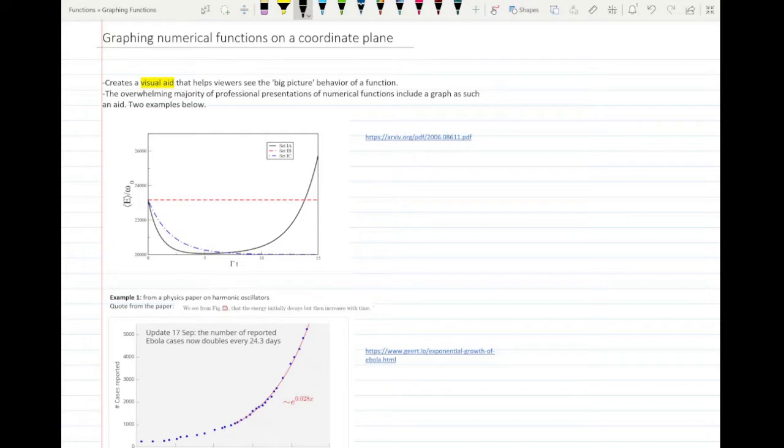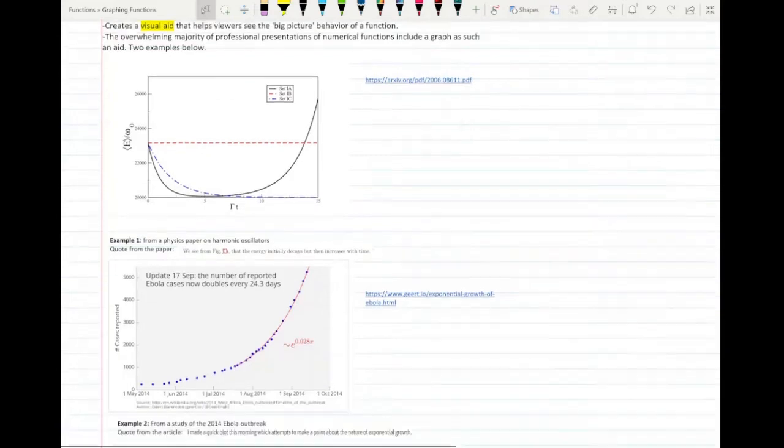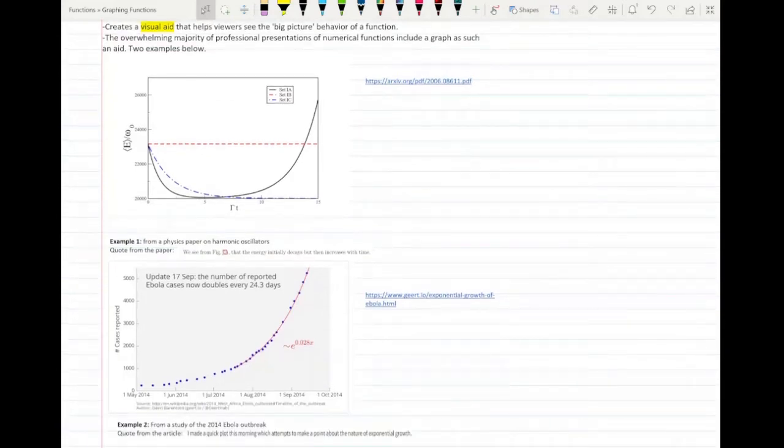aid. Below I've got two examples, one from a physics paper and one from an article on the 2014 Ebola outbreak. And in both cases, we're going to take a quick look at how the picture helps illustrate the large-scale behavior of the function. For example, in the first one, the physics paper, we've got a picture that illustrates the relationship between the input variable, this time-related variable, and the output variable, energy. It has several curves modeling the progression of energy as time passes.